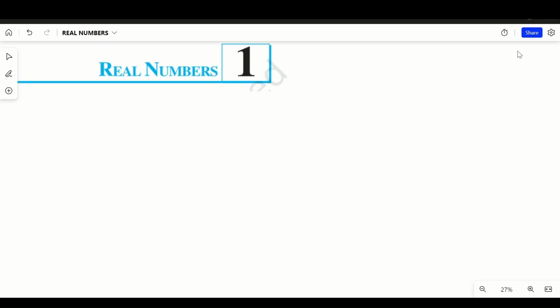So before moving into the chapter, we should know what are the natural numbers, whole numbers, rational numbers, irrational numbers, integers, etc. So first I'll be discussing about the natural numbers.